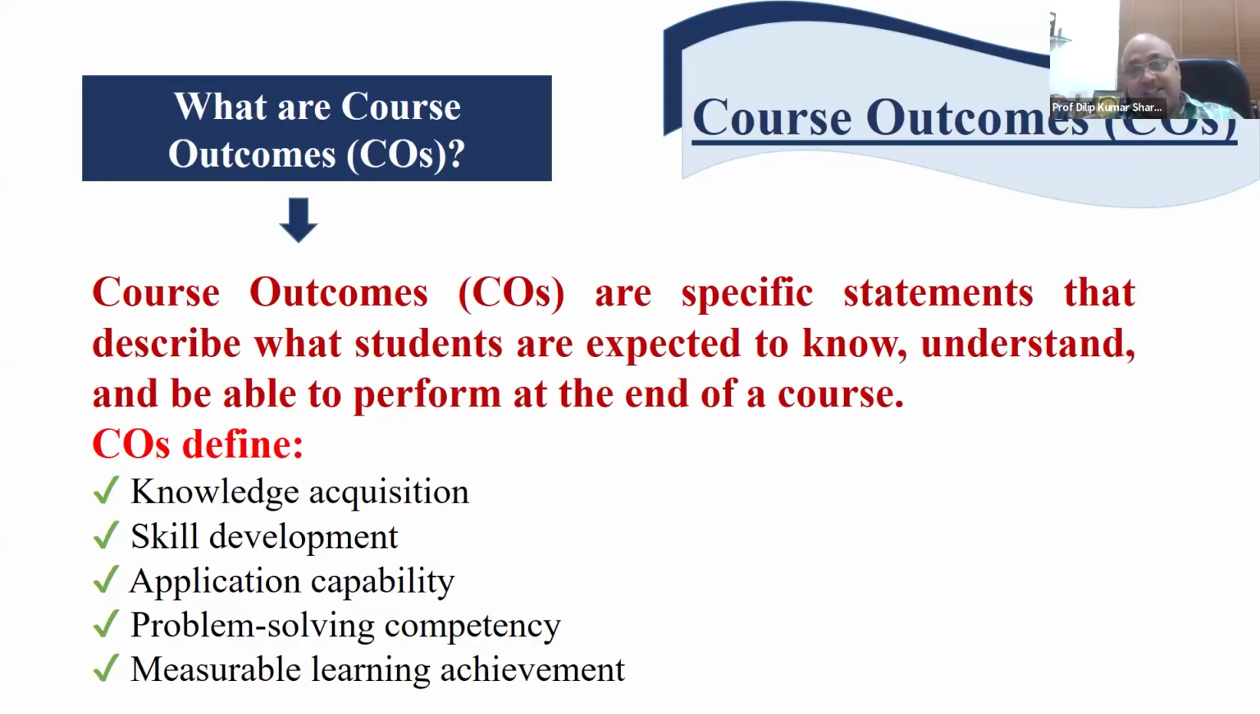Like I'm conducting this workshop. So in the beginning, I discussed with you that at the end of this workshop, you will be able to understand these things, and that we must know in advance. That means course outcomes are prepared before delivery of the course, and again they should be properly justified. So CO defines knowledge acquisition, skill development, application capability, problem solving competency, measurable learning achievement. So COs will be mapped with the POs.